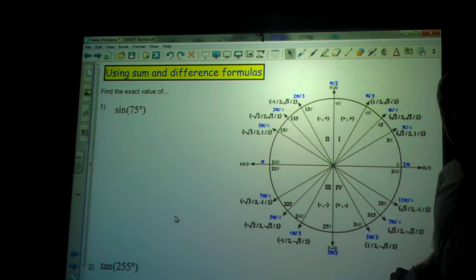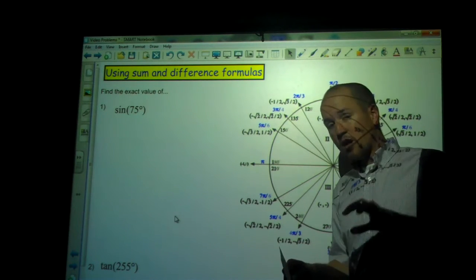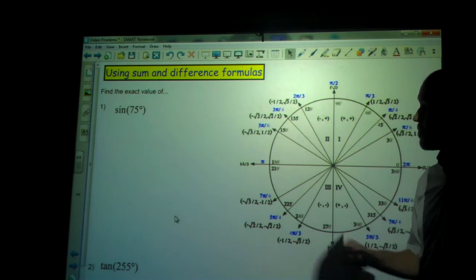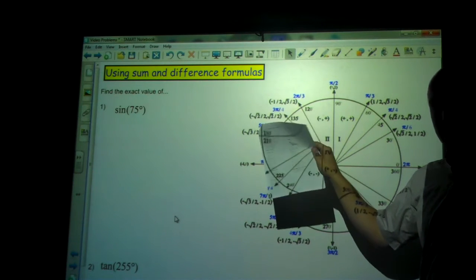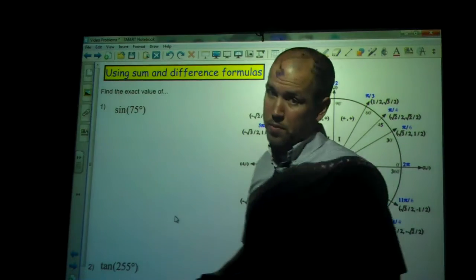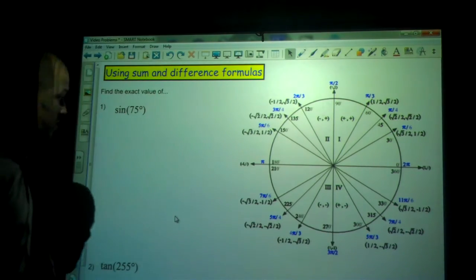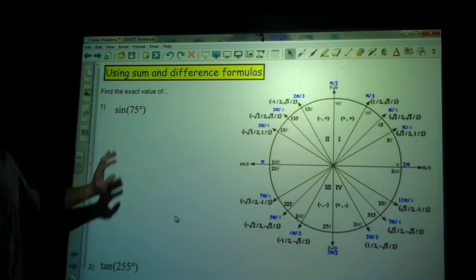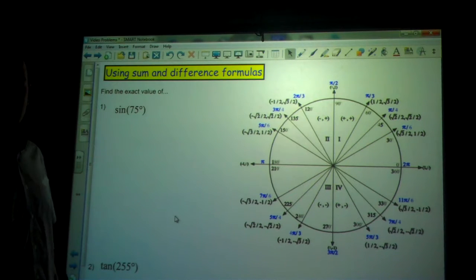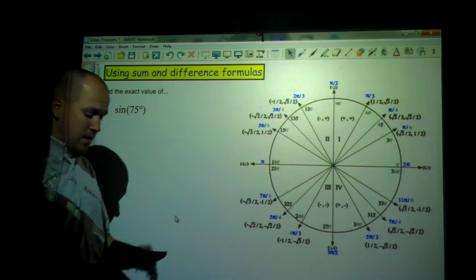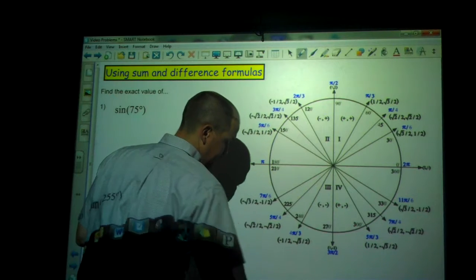So we have to use a combination of angles that we do have and our sum or difference formula to evaluate this one, and it is in your formula packet, the formulas that we're going to use. The sine and cosine are pretty straightforward. The tangent, the algebra gets a little bit more challenging, but it'll all be okay.